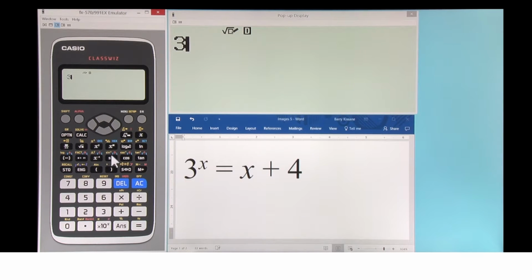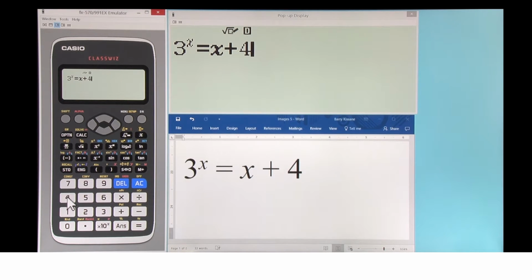3 to the power x, and move the cursor to the right so it's no longer in the exponent. Now we need an equals key for the equation. Don't use this one down here. There's another equals key up here using the alpha button. Alpha, and then the calc command will give us equals, and then x add 4, which is the rest of the equation. So here's our equation.